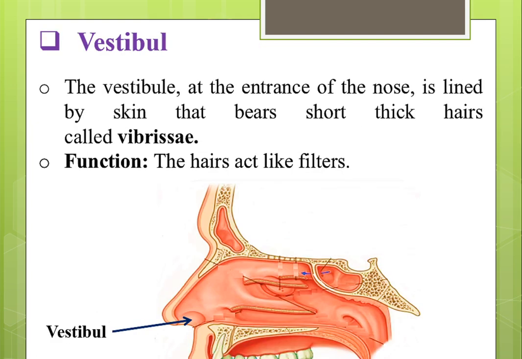The next part after the anterior nostrils is the vestibule, which is lined by skin that bears short, thick hairs. Function: the hairs act like filters, and that's why germs cannot easily enter into the respiratory tract.